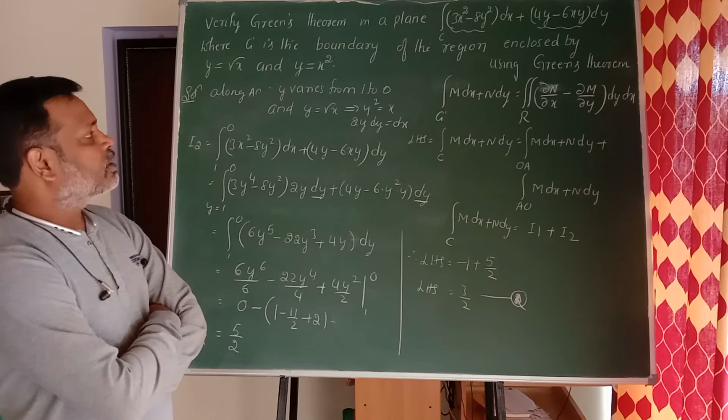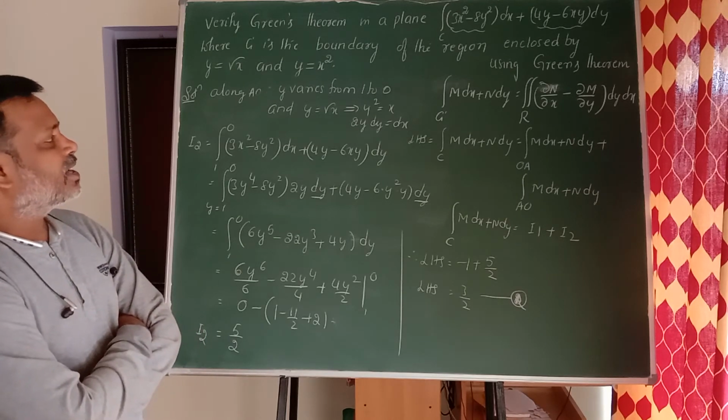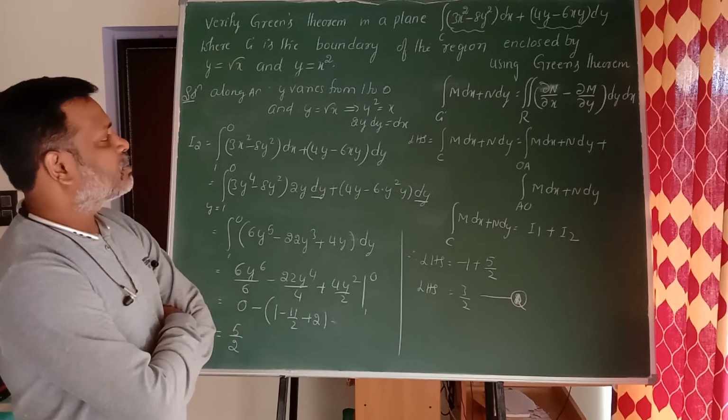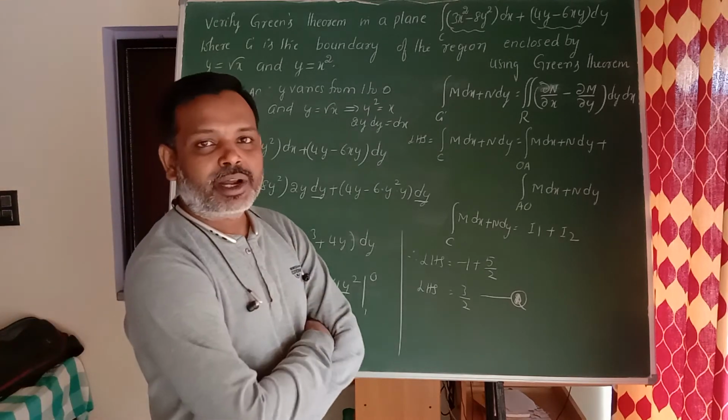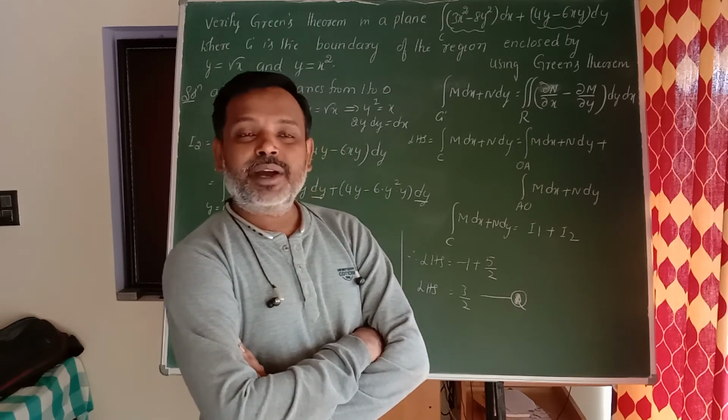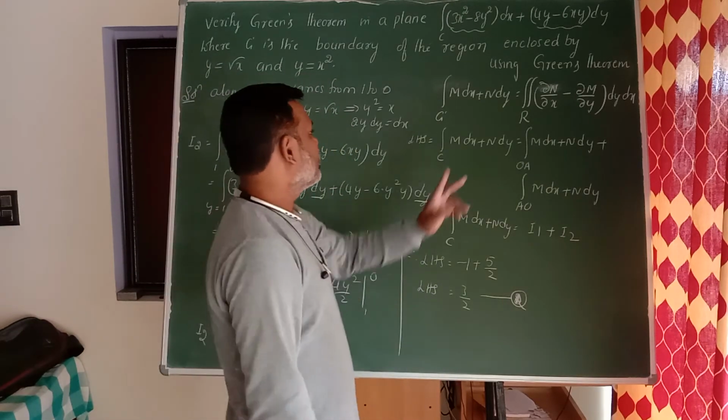Now we have to write down Green's theorem. What Green's theorem says is that the integral over C of M dx plus N dy is equal to the double integral over region R of dou N by dou x minus dou M by dou y into dy into dx. So now let us find out LHS.